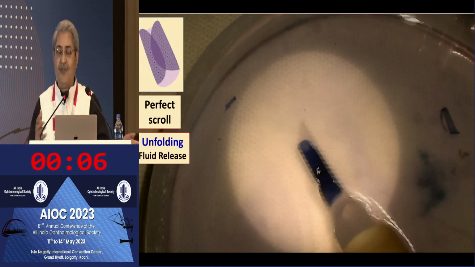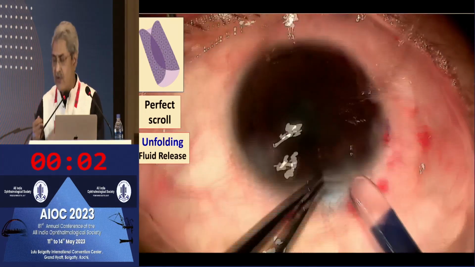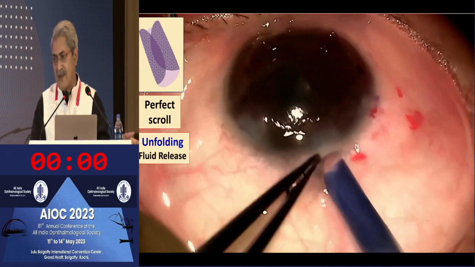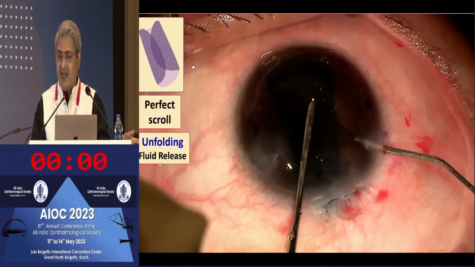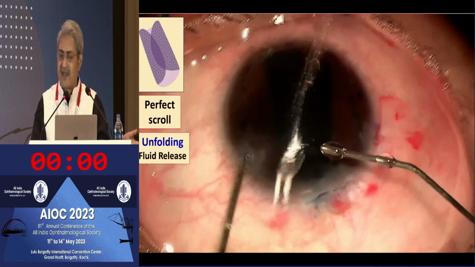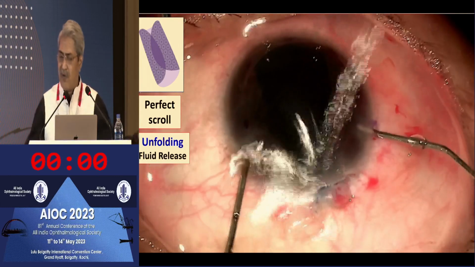And then if you have a perfect scroll, even in this I try to do this, and 65% of the time I am right. So when you do this, you do not have to tap. You just release the fluid from the side, and the donor unfolds automatically.